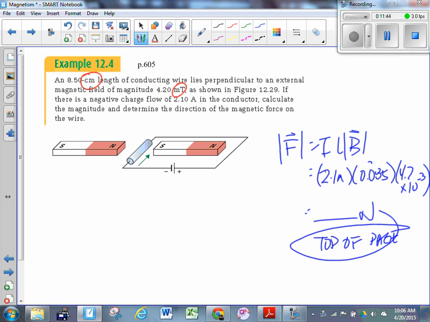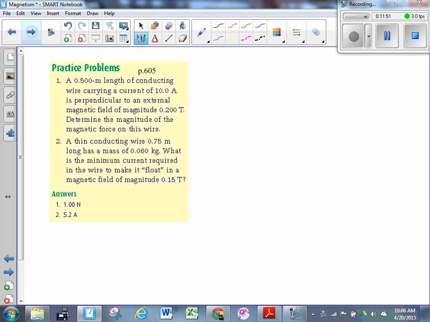Is that good? So your homework for tonight is page 601. You've had a chance to work on those questions somewhat already. In addition, I'd like you to work on page 605, these two quick questions, which, as I say, should go pretty quickly for you tonight. Okay?